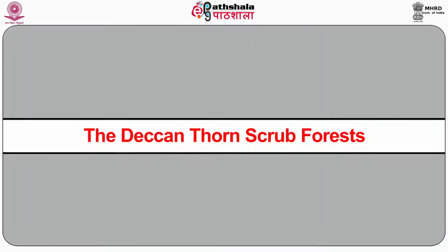The Deccan thorn scrub forest. The unique type of desert known as the Deccan thorn scrub forest spreads across the dry region of the Deccan Plateau. The Deccan thorn scrub forest stretches across northern Sri Lanka and various southern states of India, namely Tamil Nadu, Andhra Pradesh, Maharashtra, and Karnataka.